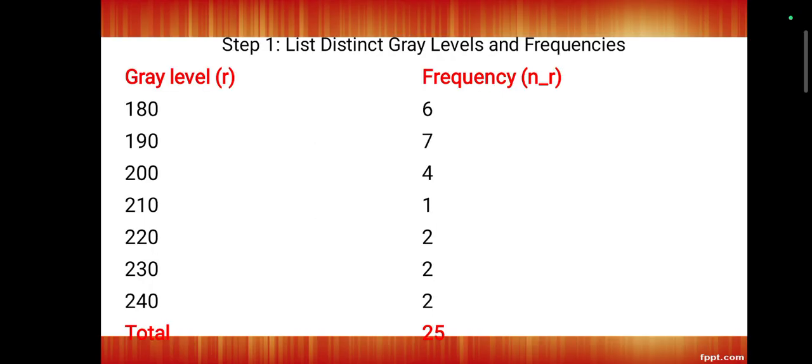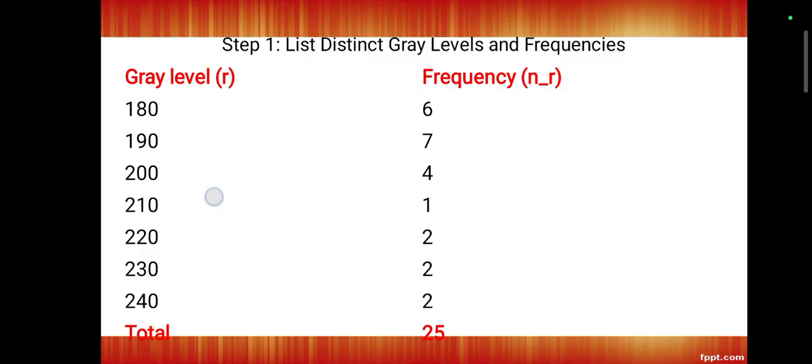So first you count the values and write the frequency of occurrence of each value. So 180 is occurring 6 times and 190 is occurring 7 times, 200 is occurring 4 times, 210 is 1 time, 220 is 2 times, 230 is 2 times, 240 is 2 times. The total number of pixels is 25.